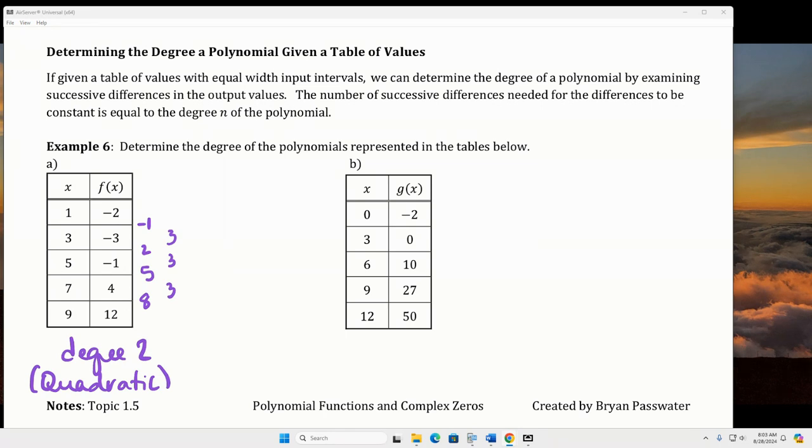All right, let's look at the next one. So find how much it's changing, or subtract 1 minus the previous one. So not linear, not quadratic, but looks like the third differences are constant. So it is degree 3. Or if you want to go further, you could say it's a cubic function.